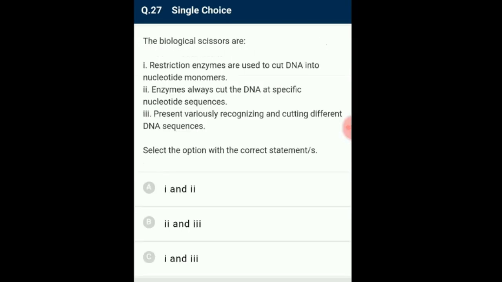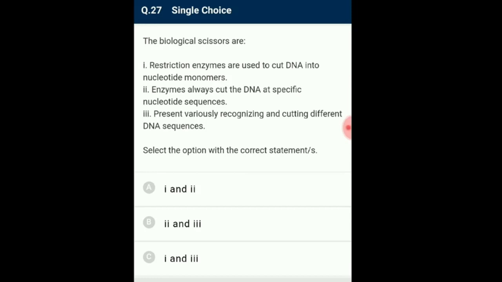Question number 27. The biological scissors are, here there are 3 statements given. From that select the option with correct statement. Enzymes are majorly made of proteins which act as catalysts in increasing the reaction rate and producing products faster. There are huge varieties of enzymes specific for their particular substrate, and they are categorized as per their activity. The enzyme group that breaks nucleic acid or long chain polynucleotide is called nucleases. Depending on where they make the break in the chain, there are two categories: exonucleases, which break nucleotides at the terminal part of the chain, and endonucleases, which make the break within the chain.